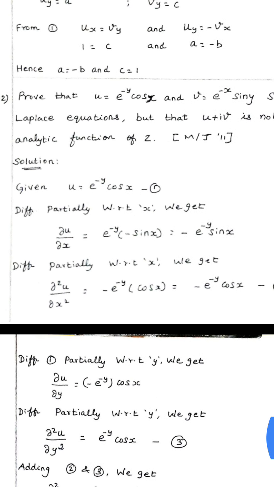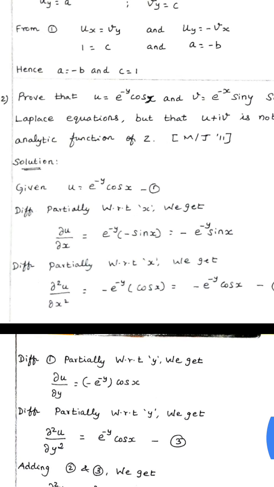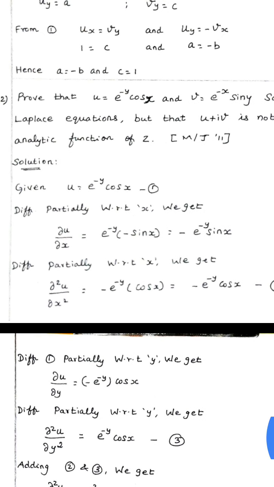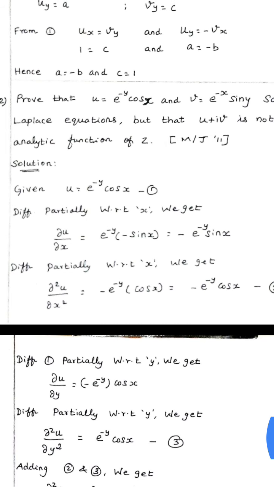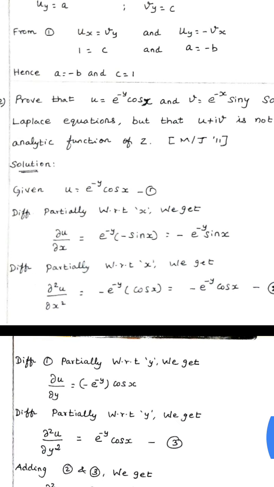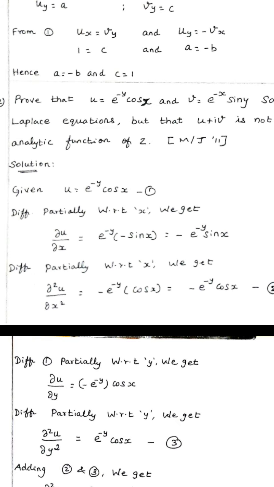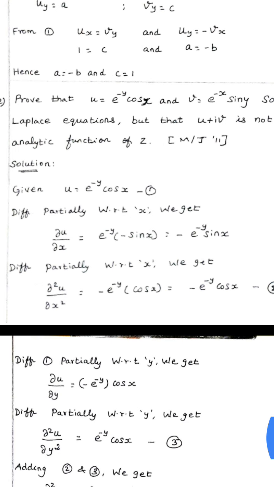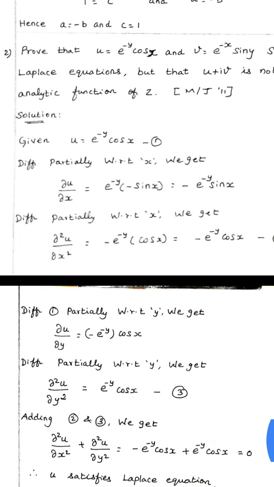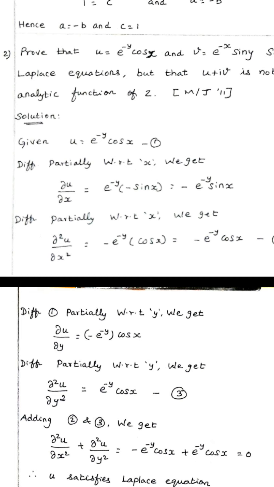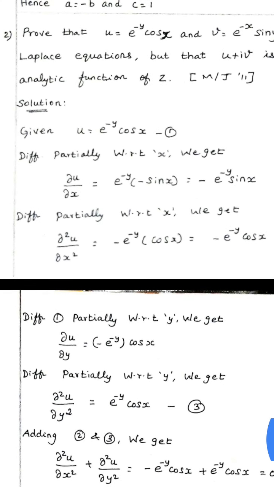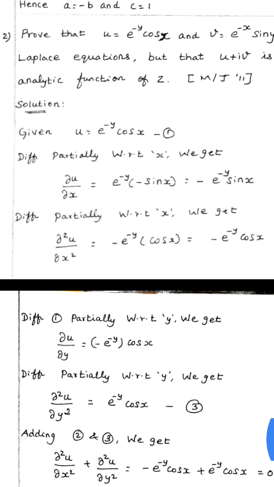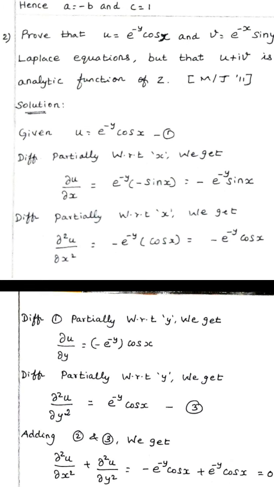Okay, now we are going to prove this u and v satisfy the Laplace equation, but they do not satisfy the analytic function condition. So I am writing u is equal to what? E power minus y cos x. Okay, so from this one what am I going to find? Uxx. So I am differentiating that first equation with respect to which variable? X variable. E power minus y does not contain an x term, so I am writing it separately.